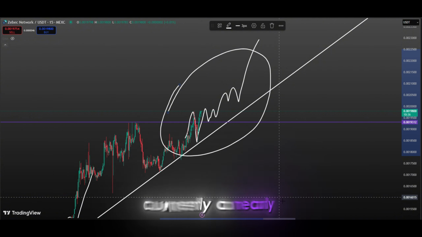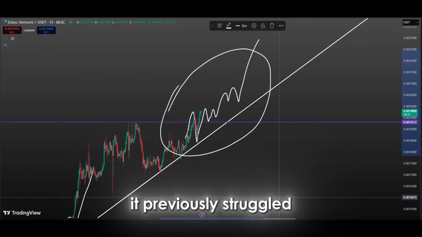Currently, a nearly identical event is unfolding. When we look at the current price action, the price has once again tested the level it previously struggled to break and has now clearly moved above it.